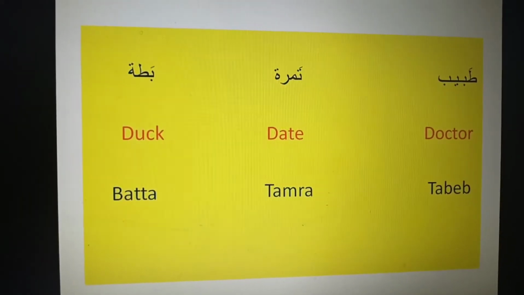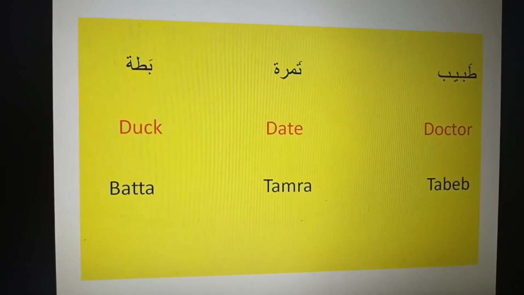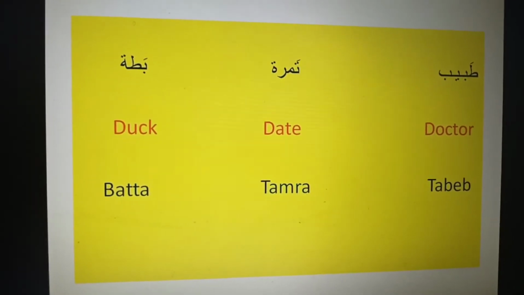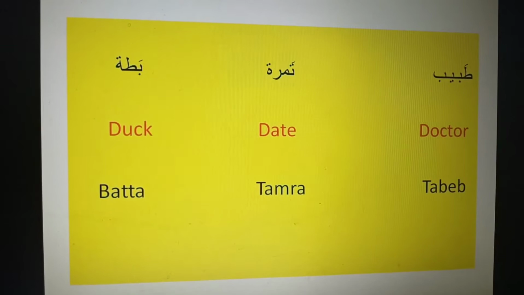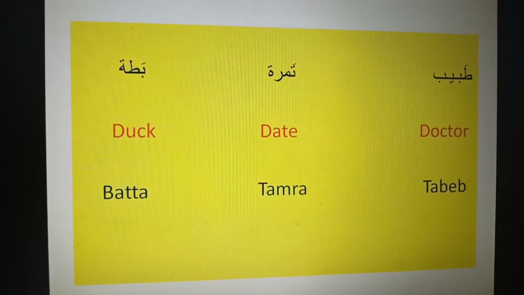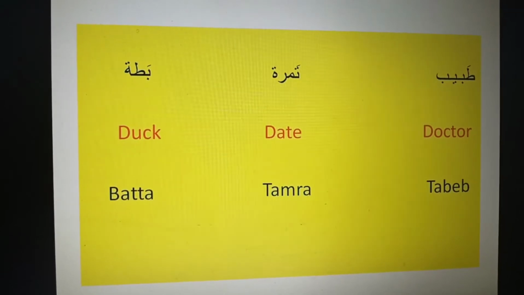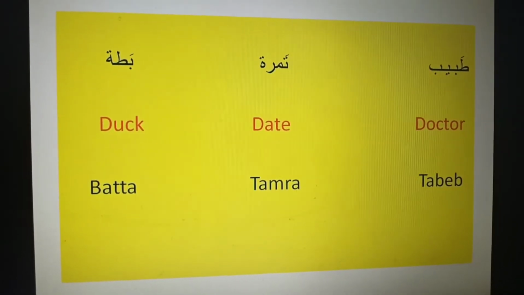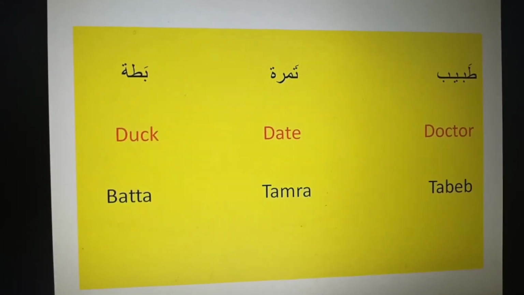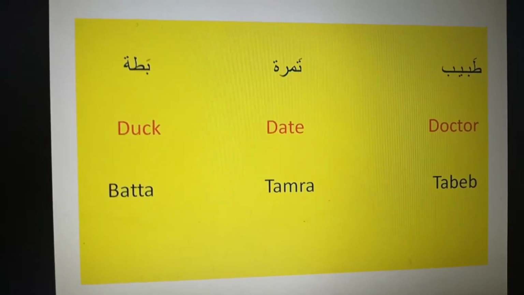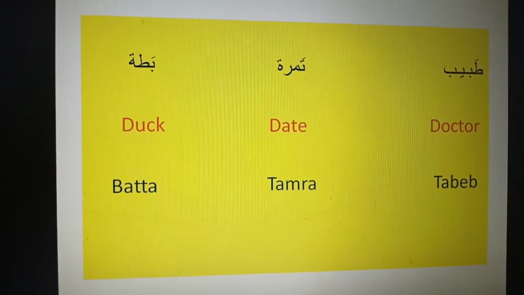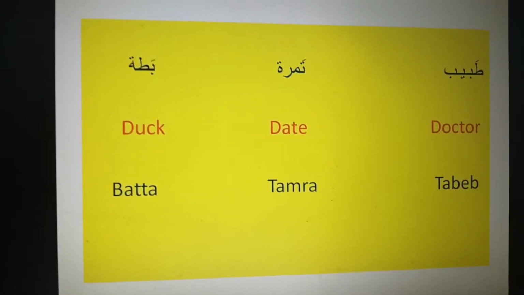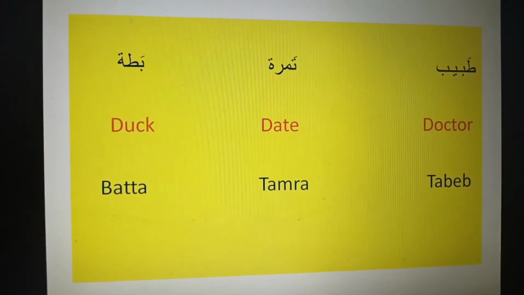The same goes for the example in the middle, tamra, meaning date. You have the first letter ta, which stands for T in English, and it has fatha on it, so we add A, and then the letter in the middle, mim, stands for M, so it becomes tamra. Tamra means date, so we enunciate that word by adding a short sound on the T. Tamra. The same goes for batta.